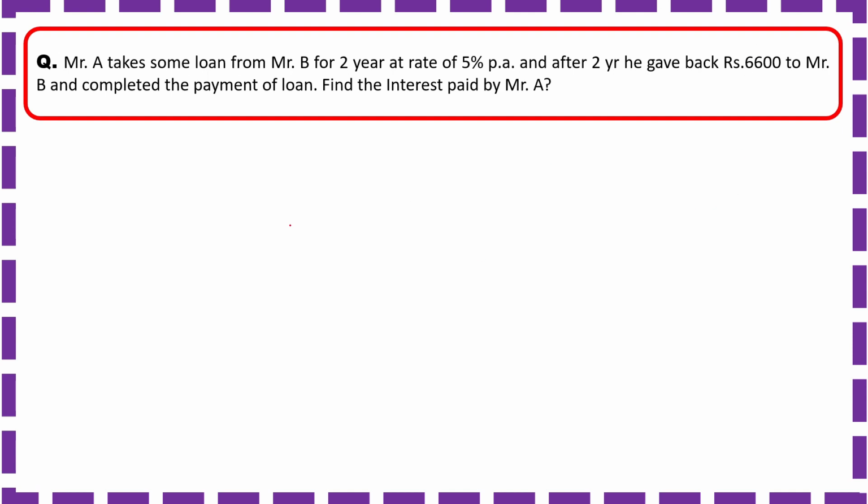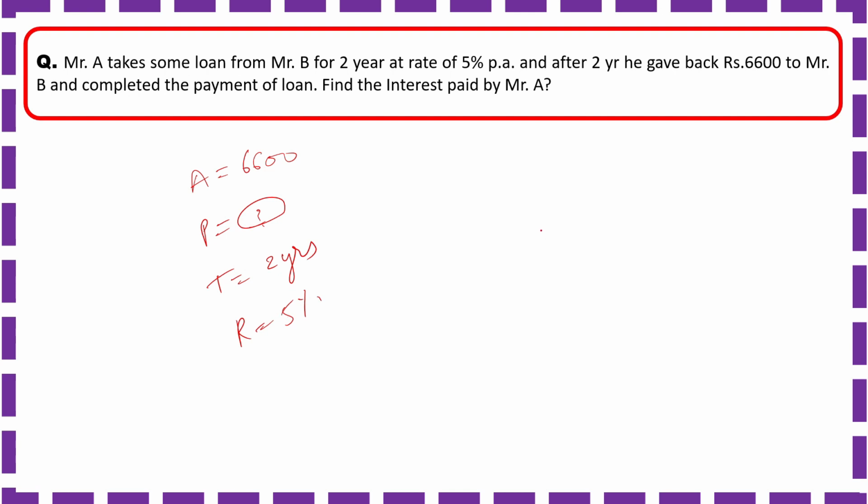What does this mean? After taking interest, he is returning 6,600. That means that is amount, right? That's not principal, that is amount. So we know amount to be 6,600. Okay. We do not know the principal. So how much he borrowed, we do not know. So we know time as 2 years, time period. We know 2 years, and rate of interest as 5%. So we are asked to find out the interest paid by Mr. A. Okay.